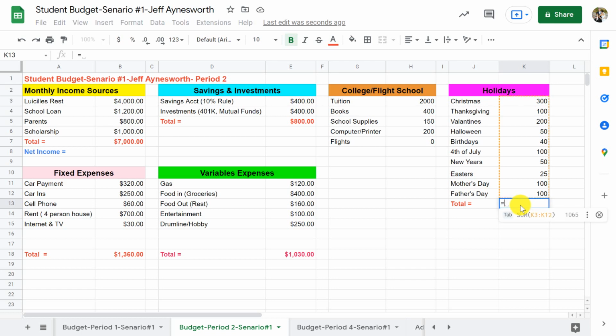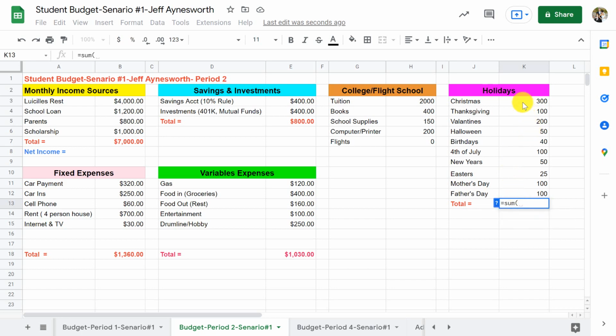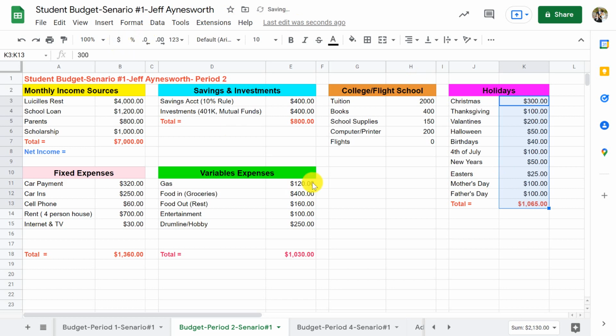Okay, equals sum. So equals sum, parentheses, and then highlight the cells that you want to sum up, and then hit the enter button. And this does not look like currency, so highlight those cells and hit the $ sign. Make them look like currency. And it looks like we didn't do this. We didn't get to this on college. Our college does not have a total, so I guess we didn't do that yesterday. So let's do it. So total.